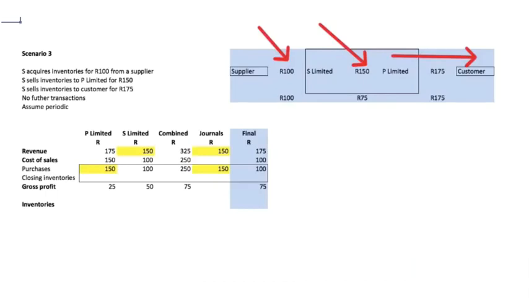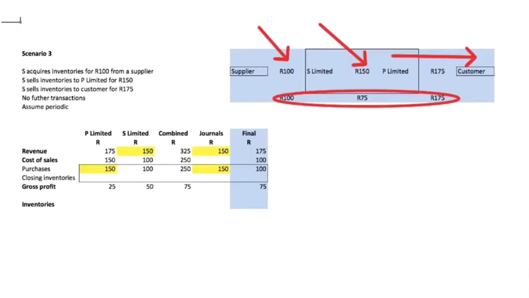So we are looking at business combinations. What is the effect if S and P Limited are regarded as a single entity? Well, the supplier sold them inventories for 100 rand. The group has sold them to a customer for 175 rand, meaning we need a 75 rand gross profit for the group. Let's have a look how we get there.